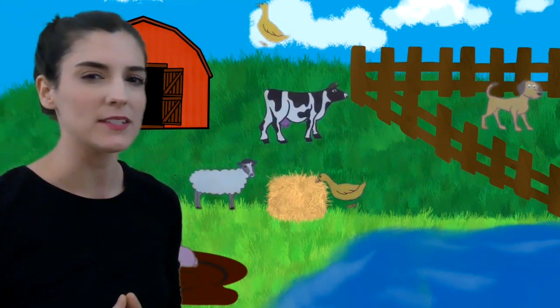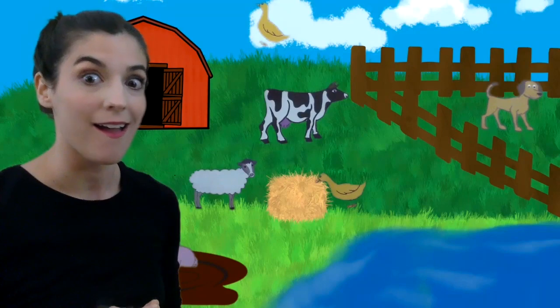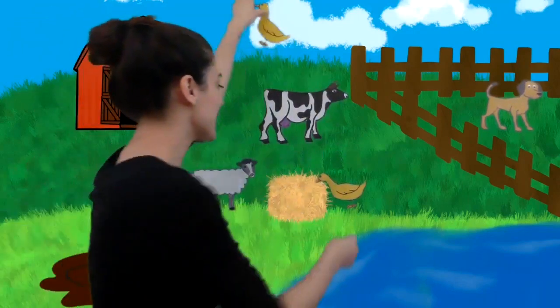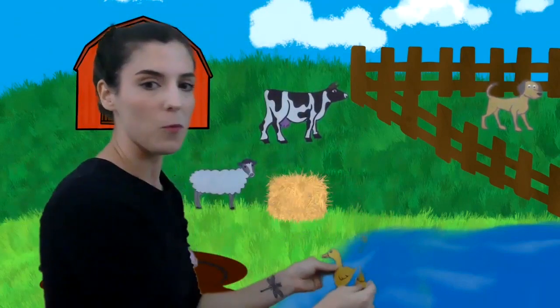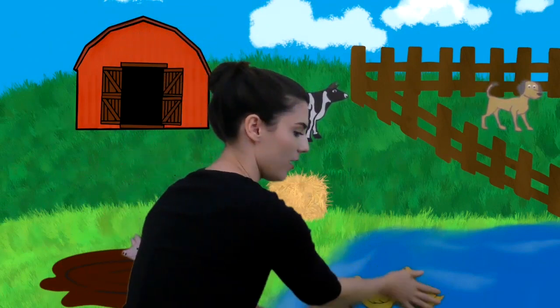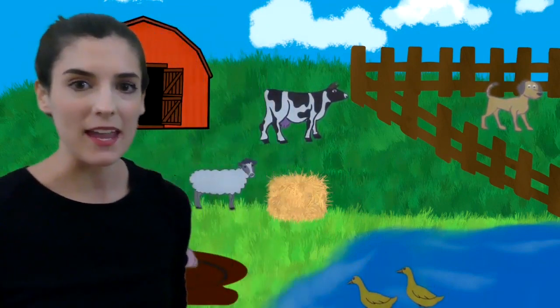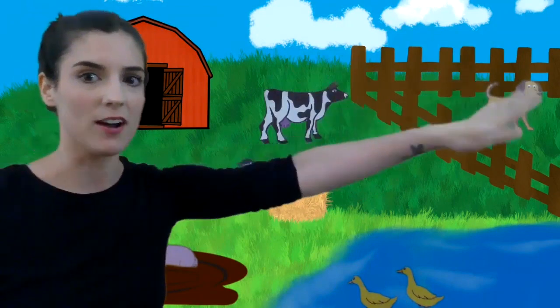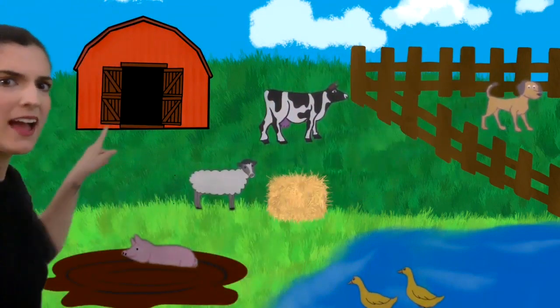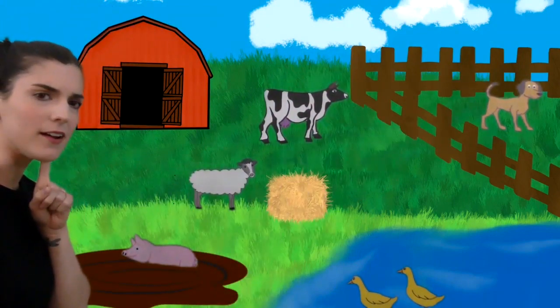Who else needs to be put in their spot? The ducks. Okay, let's get these ducks. Put them in their water. Yes, they're gonna go in the pond. Okay, so the ducks are swimming, the cow is in the grass, the dog is in the fence, the sheep is here, and the horse is in the barn.